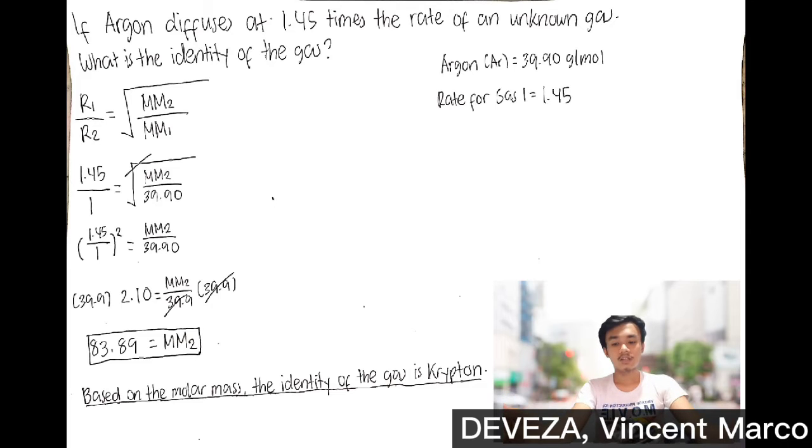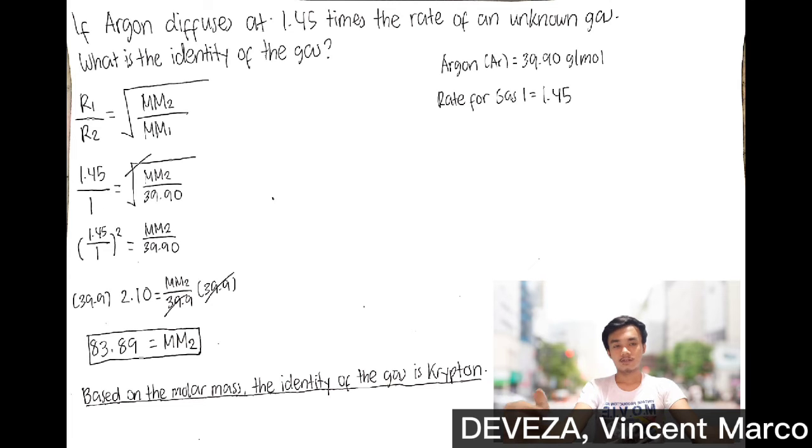In problem number 2, we need to find the identity of the unknown gas. Argon diffuses at 1.45 times the rate of an unknown gas. So first, we'll write the formula, then we will replace the variables with the given in the problem. Argon is 39.9 grams per mole, which is the molar mass, and the rate for gas 1 is 1.45. So, 1.45 over 1 is equal to the square root of the molar mass of gas 2 divided by 39.9. We need to transfer the square root to the left side. So, it became 1.45 over 1 squared.